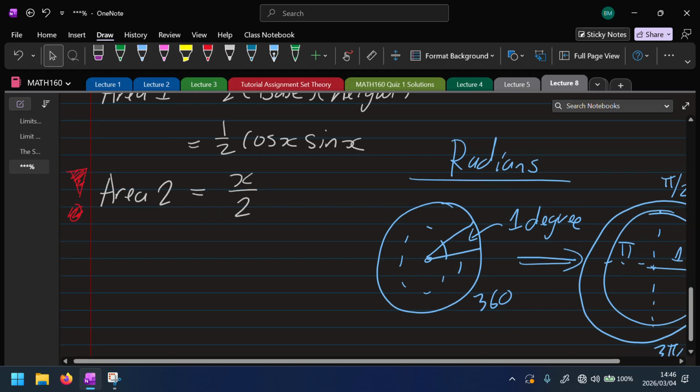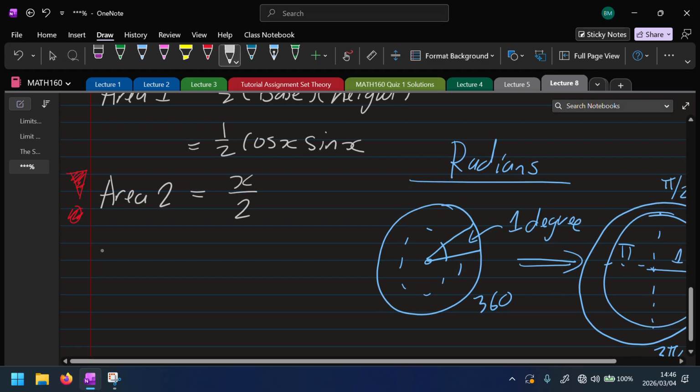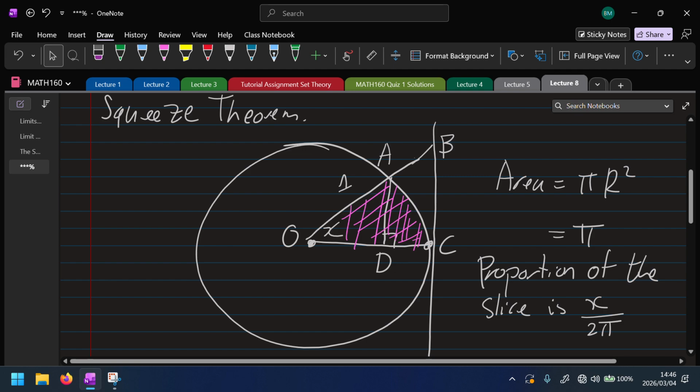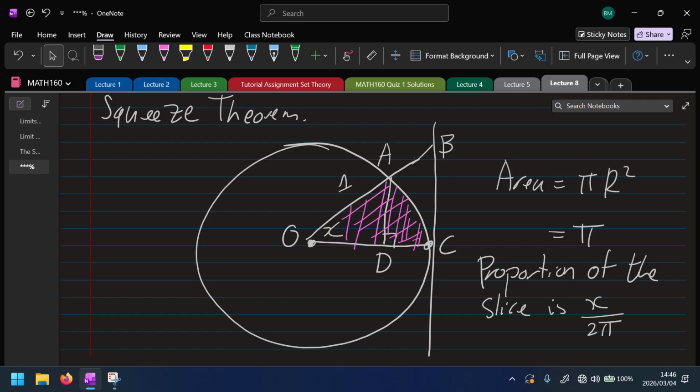Okay, what about area 3? So area 3, that was this OBC triangle there. So half base times height. OC is? It's the radius. It's 1, yeah. And the height?